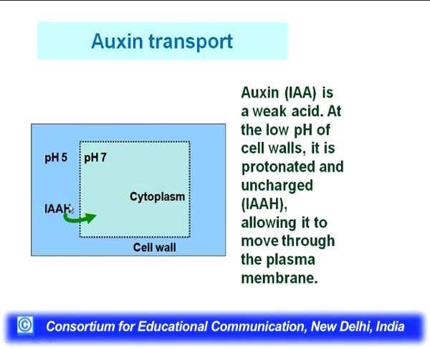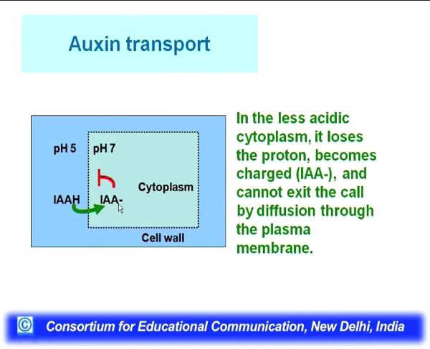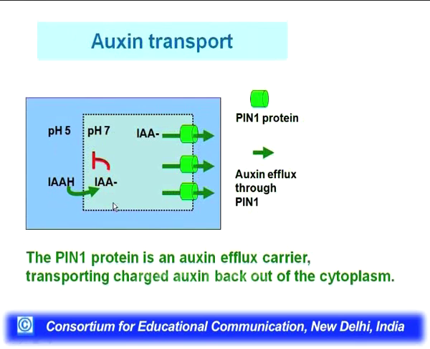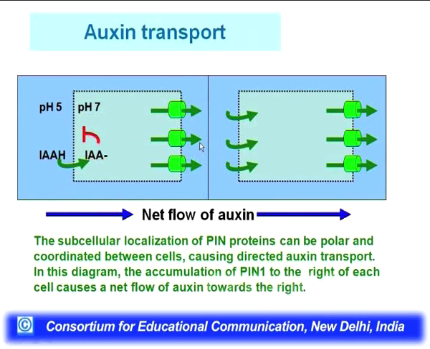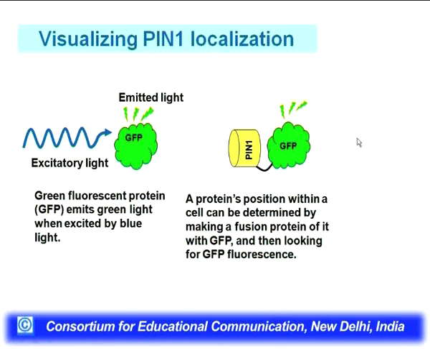So, in brief, it is something like this: pH 5, pH 7, IAAH enters, and then it cannot go out because it is already charged, and then it takes the help of these transporters. All the transporters are usually arranged on one side. So, this will be a neat flow of auxin. If you take a few cells like this, the auxin will go from the left cell to the intermediate place, and then from this cell to the right side. So, auxin will have a neat flow from left to right. This is how auxin flows.